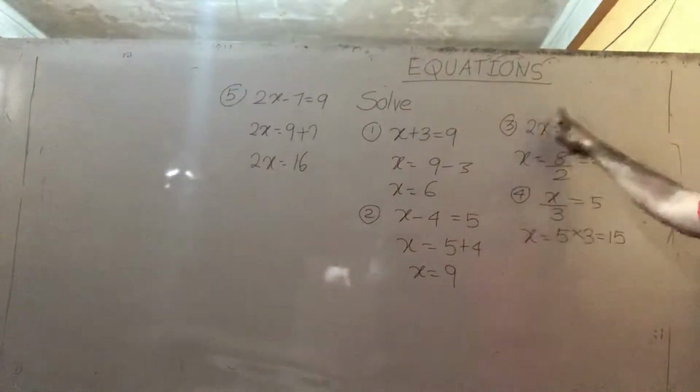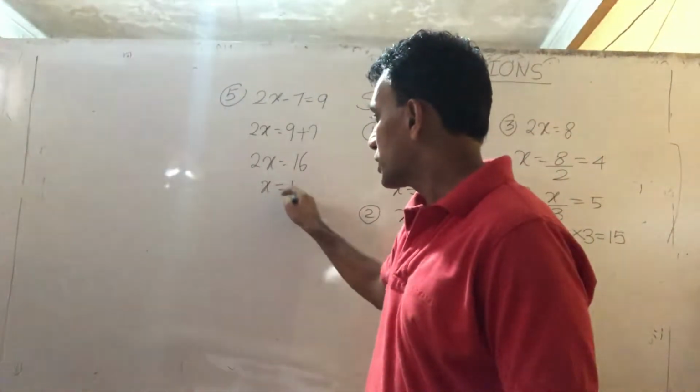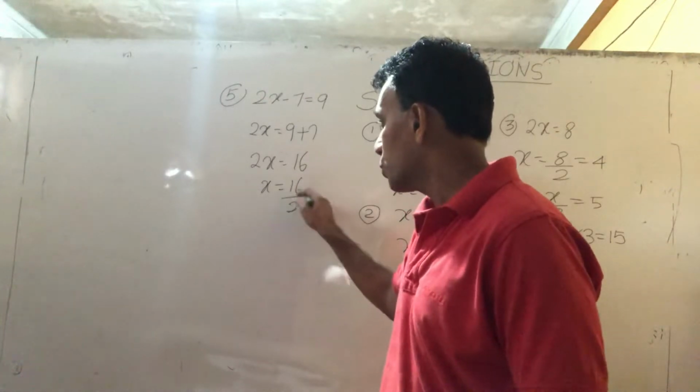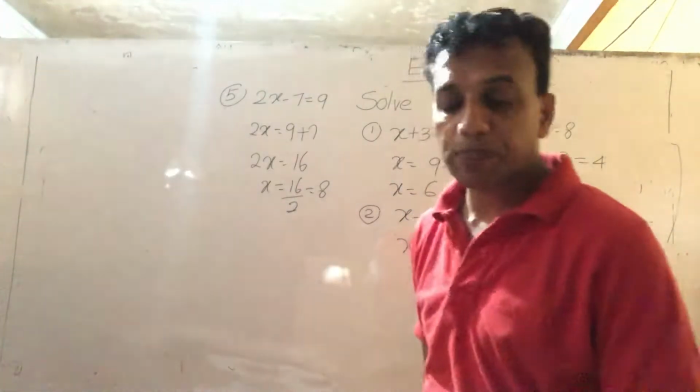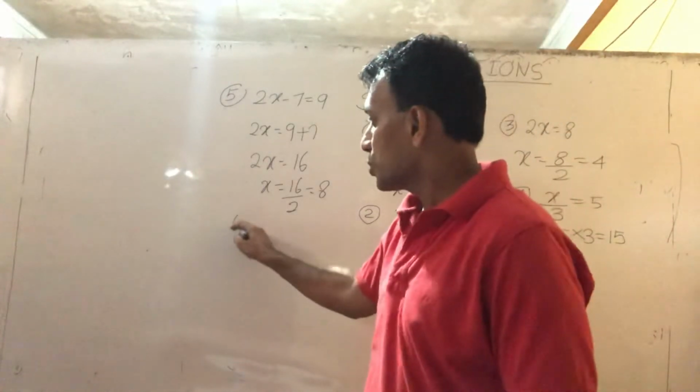Therefore, multiplication idea. So divide: x equal 16 divided by 2. That is 8. X equal 8. See another question.